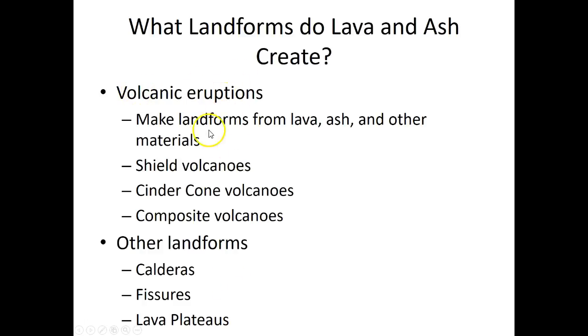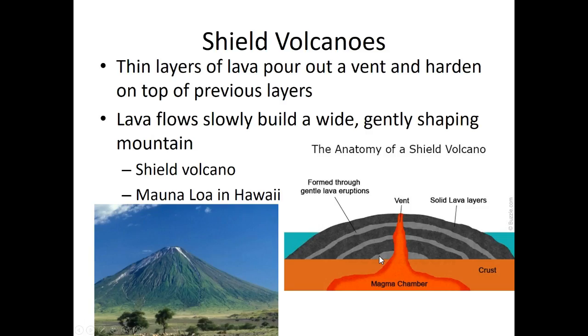So volcanic eruptions do make landforms from lava and ash and other materials. All those materials will make these different items: the shield volcano, cinder cone, and composite volcanoes. Let's take a look first at shield volcanoes. Shield volcanoes are formed anytime you have thin layers of lava that pour out through a vent and harden on top of previous layers. You can see a picture here of the different layers that form as the volcano gets bigger and bigger. You see the solid lava layers, and then some other layers that might not be as dense, and these are gentle lava eruptions.